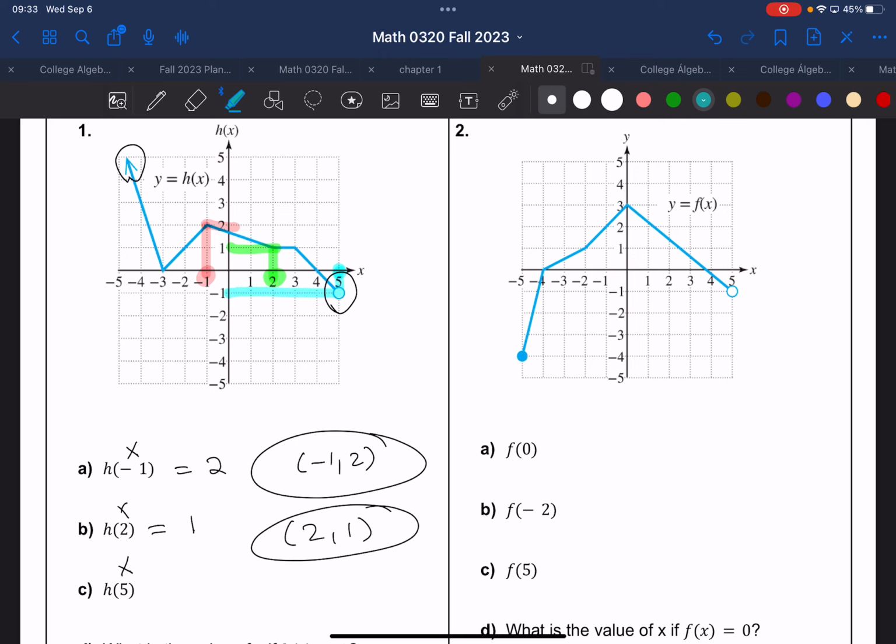So here on the graph, if we were ignoring that open circle, our answer would be -1. But since we have that open circle there, do we have a point that exists at 5, -1? No. So we would write that h of 5 does not exist. Or you could write the shorthand DNE, does not exist. And this is usually where the mistakes happen, when you forget that this is not included.